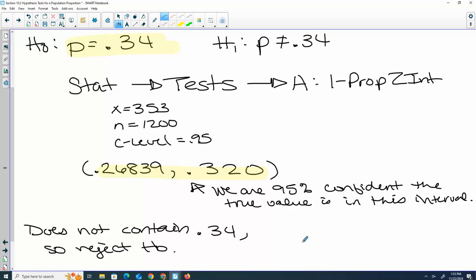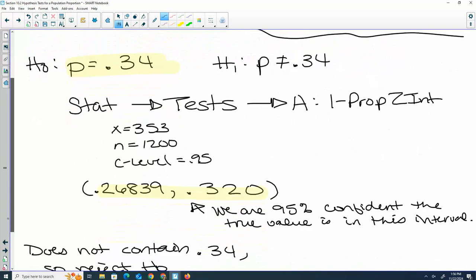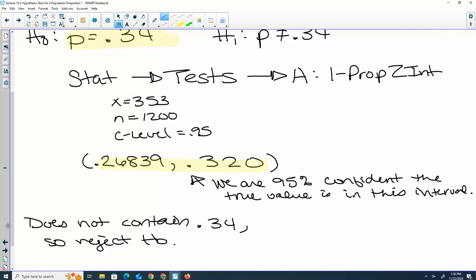I'm writing a lot more words than I'm expecting of you guys, but I want you to have something to look back to understand what we're talking about. Basically, most of the time I'm just going to say, tell me reject or fail to reject. Sometimes I might say, write a sentence. So if I ask for a sentence, it would be there is evidence to conclude the proportion is not equal to 0.34. Where did you get the 95%? It was given in the problem. The 95% confidence interval. Oh, I see now. Other questions?